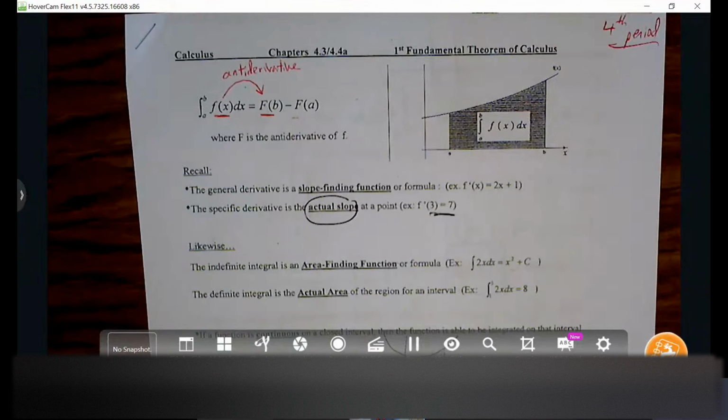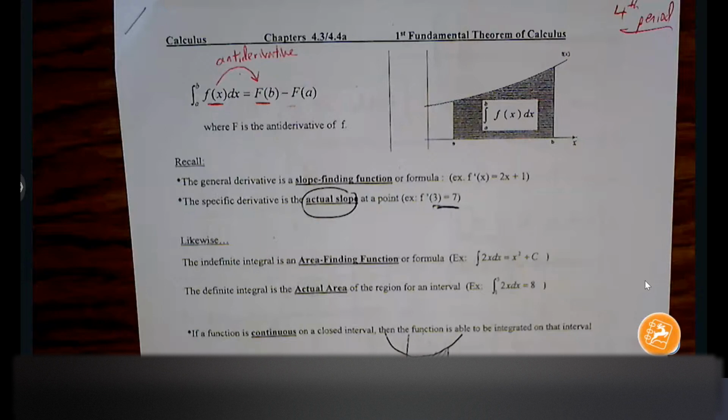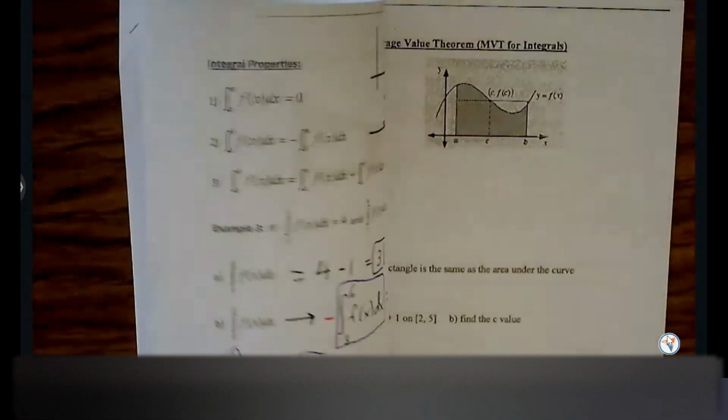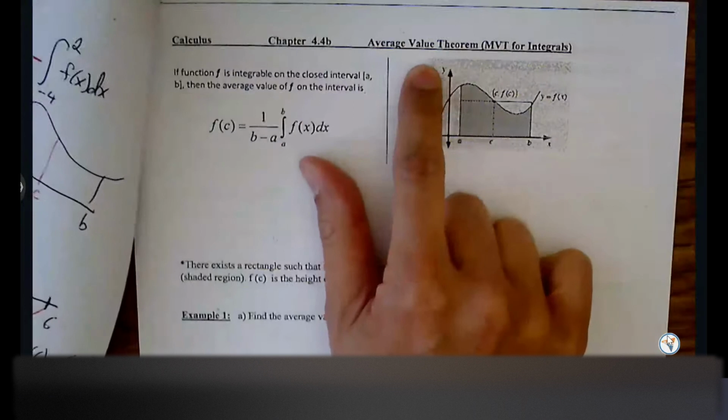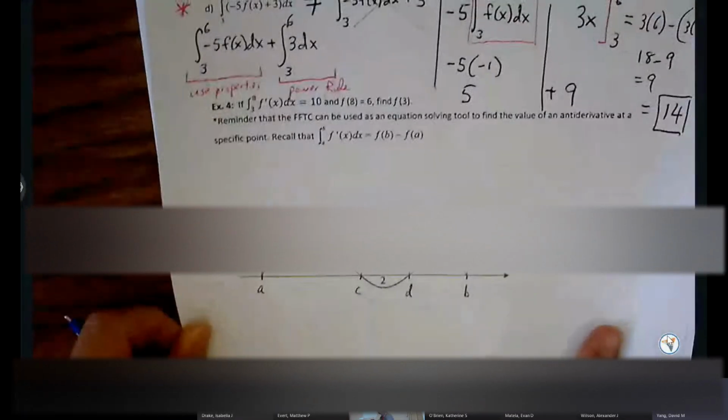Good morning, everyone. Let's finish our notes from yesterday, and then we'll move into the second part of chapter 4, which is the average value theorem. Okay. So let me do a little bit of recap on what we covered on the first page, and then we'll finish the rest of the second page that we didn't get to.